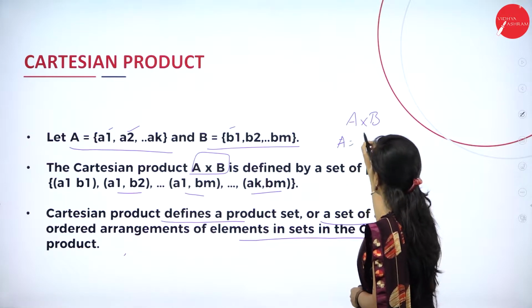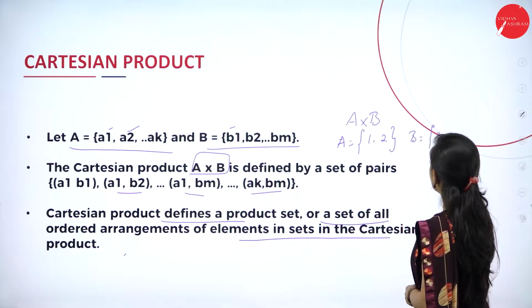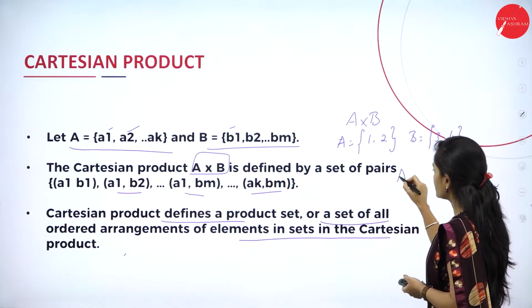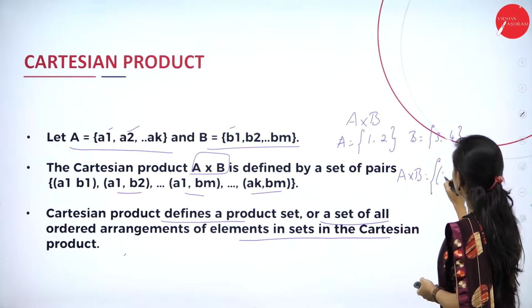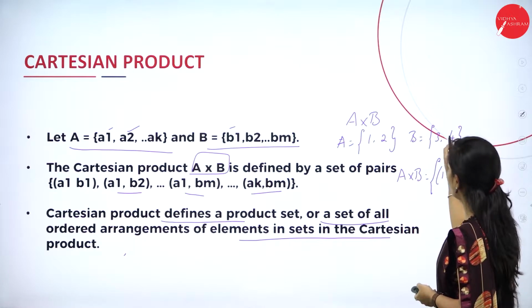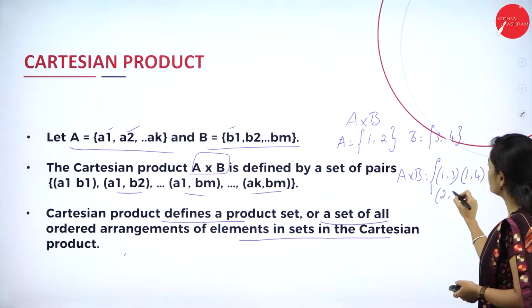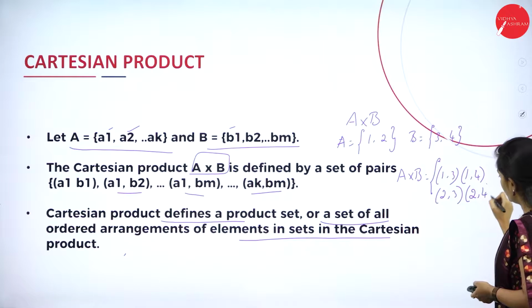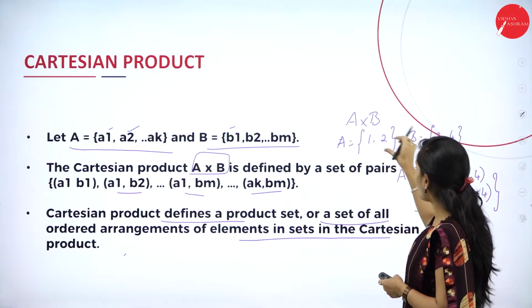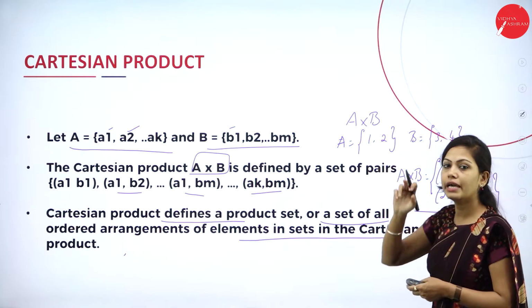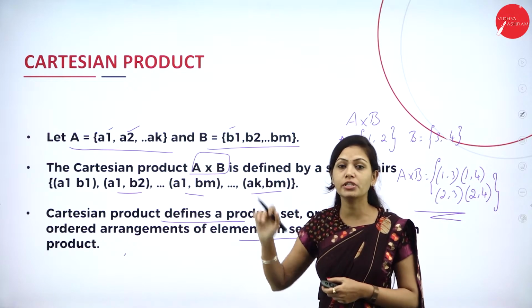Example, set A is equal to {1, 2} and set B is equal to {3, 4}. So what is the Cartesian product here? A cross B is equal to (1,3), (1,4), (2,3), (2,4). So this is called the Cartesian product. So it is a set of ordered pairs that satisfy a relationship. This relationship is based on this Cartesian product.